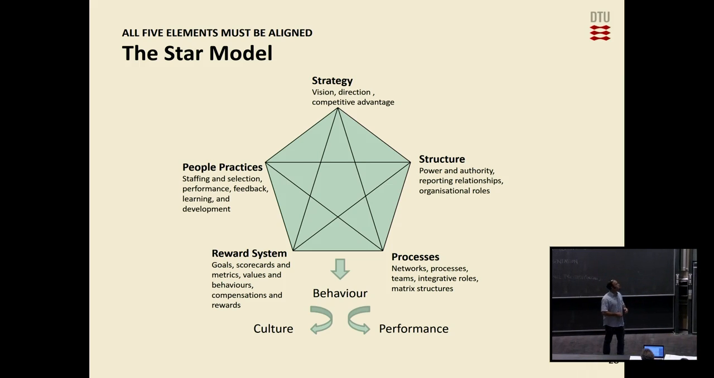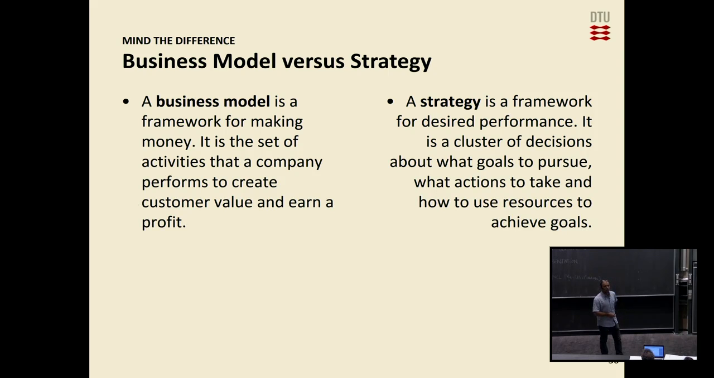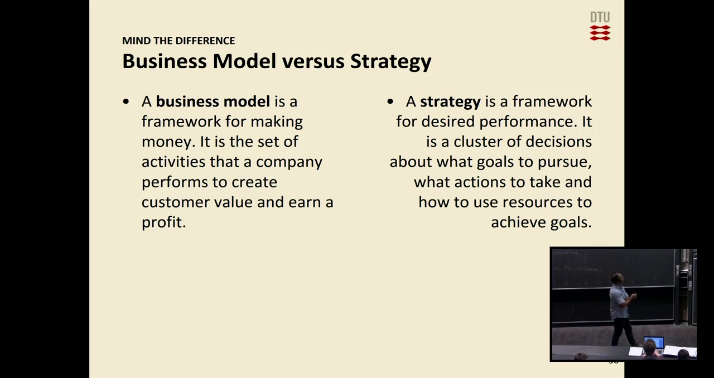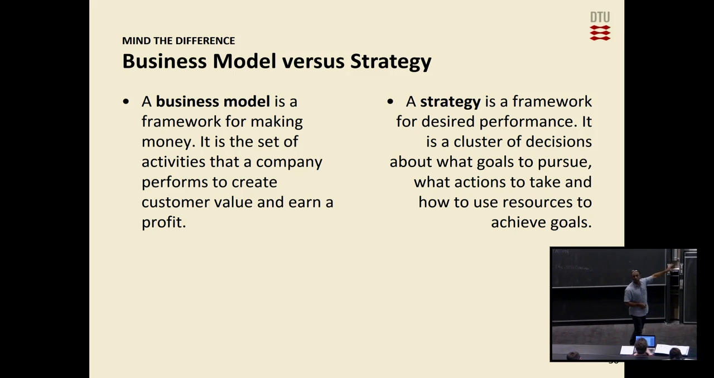So the strategy thing is, be aware. Business model is how we make money. It's just a model for making cash. A strategy, that's a model for the desired performance. DTU has a business model of making money on students, but the strategy is to be top performers in research and top performers in education, and that is going to drive the business model. So it's not the same thing. It's 2 different things. It's just to make that clear.